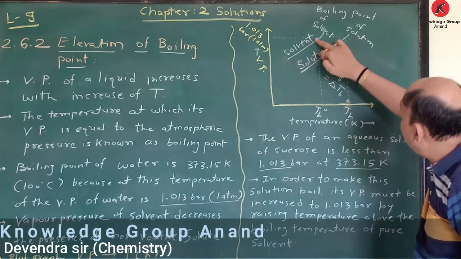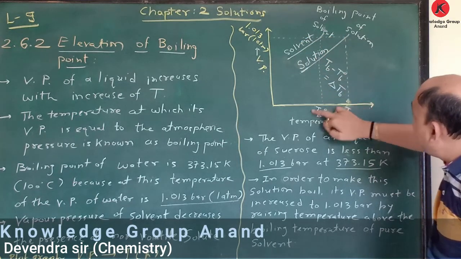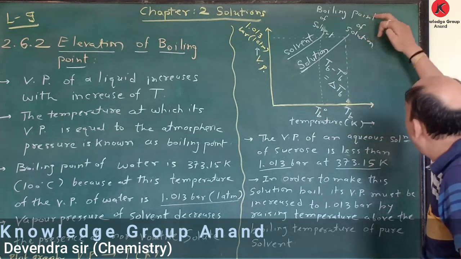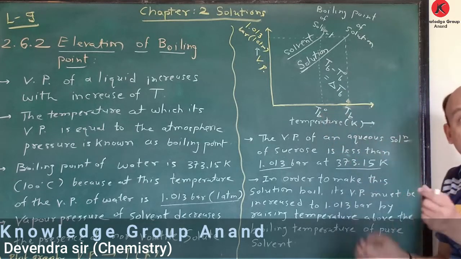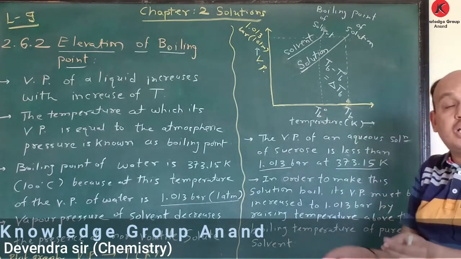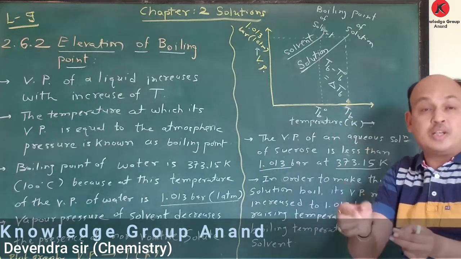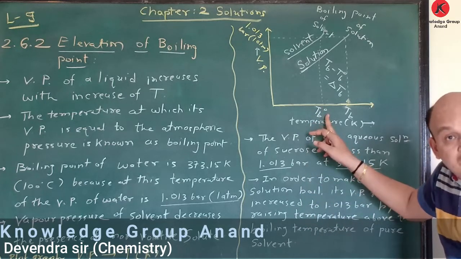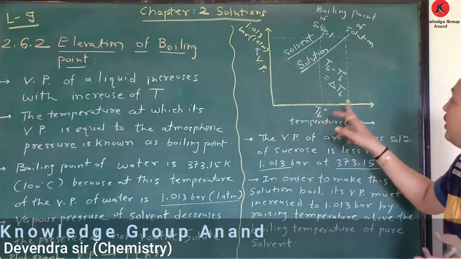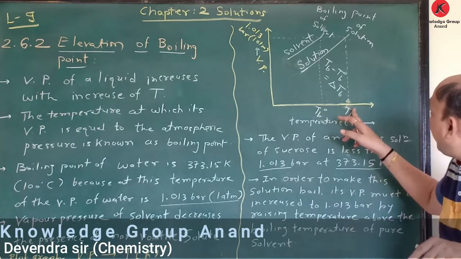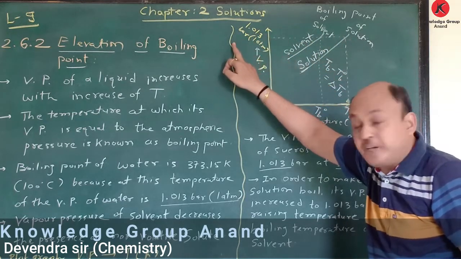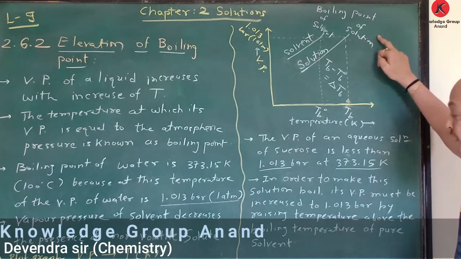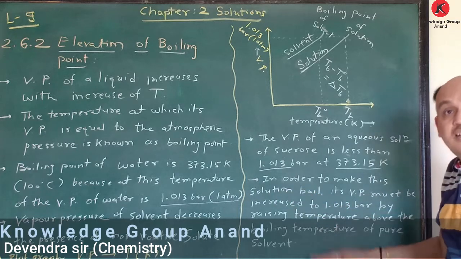So here the solvent easily evaporates, and this TB0 is considered the boiling point of the solvent. And the boiling point of the solution, you know, is because in the solution we add a non-volatile solute to the solvent, the vapor pressure decreases, and due to that we increase the temperature to convert it into vapors at 1.013 bar. So here TB is nothing but the boiling point of the solution. So once again, you understood these things.